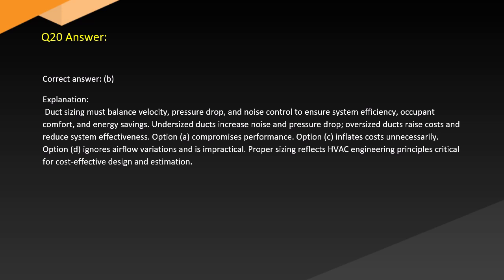Answer. Correct answer: B. Explanation. Duct sizing must balance velocity, pressure drop, and noise control to ensure system efficiency, occupant comfort, and energy savings. Undersized ducts increase noise and pressure drop. Oversized ducts raise costs and reduce system effectiveness. Option A compromises performance. Option C inflates costs unnecessarily. Option D ignores airflow variations and is impractical. Proper sizing reflects HVAC engineering principles critical for cost-effective design and estimation.